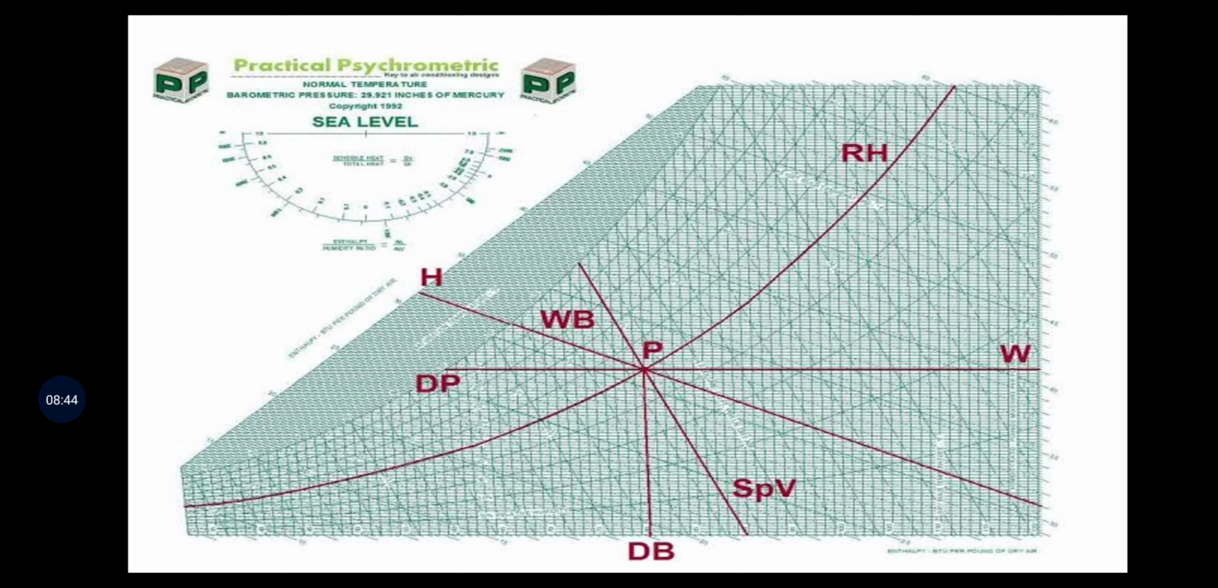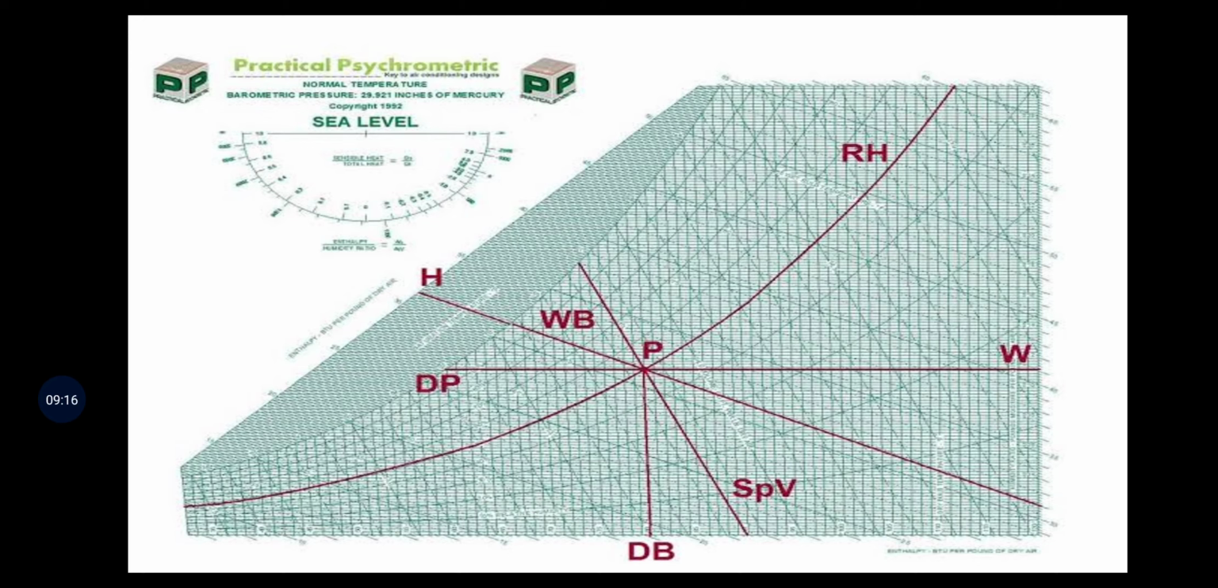Similarly, if I have to calculate the wet bulb temperature of point P, then also I will draw the same line, but I will draw that line up to the saturation curve. Similarly, if I have to get the dew point temperature, I would draw a horizontal line from point P towards the saturation curve. If I have to calculate the relative humidity, then I would see which curve is passing through point P, and that curve will represent my relative humidity.